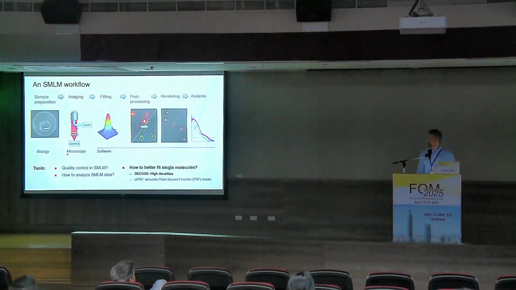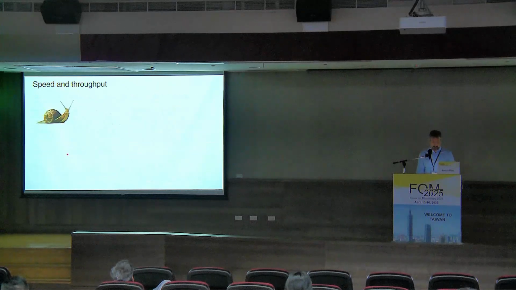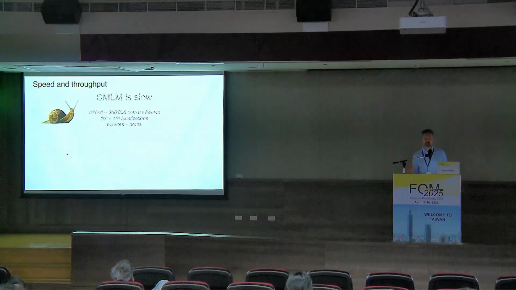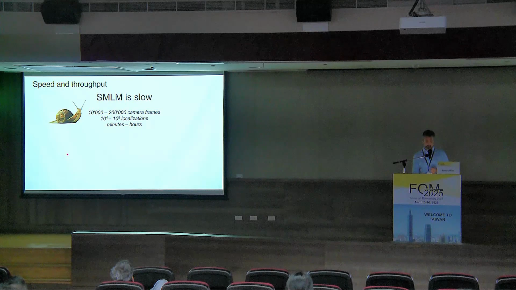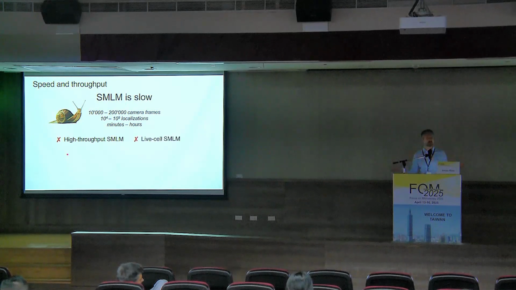So one limitation that we have for this is, of course, the slow speed. And I want to show you how we can maybe do a bit better here. So as I mentioned, single molecule localization microscopy is a very slow technique. It takes a long time to acquire all these frames to get all the localizations that we need. And this is not good if you want to do high throughput localization microscopy, looking at many different conditions, many different proteins, or if you want to look at live samples.